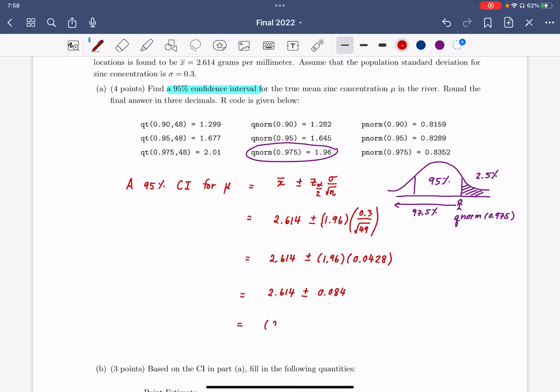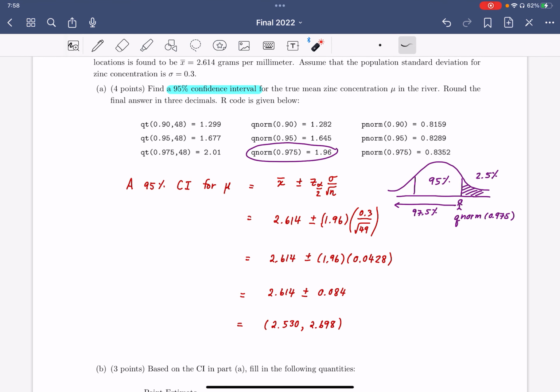So the answer is gonna be 2.530 and 2.698. All right, this is the 95% confidence interval for mu.